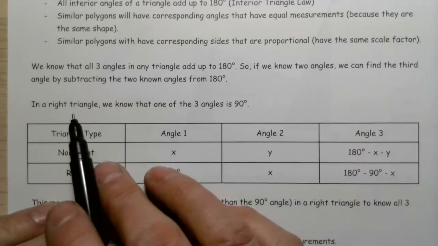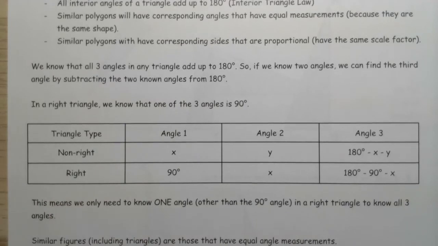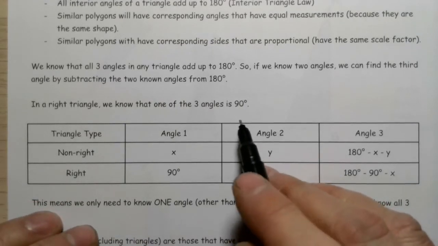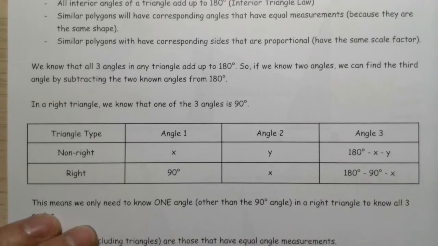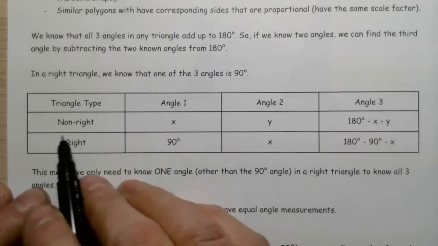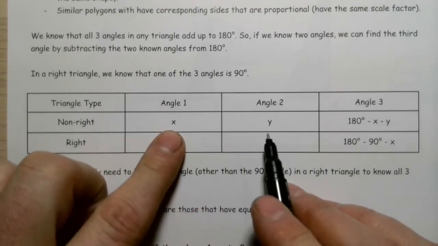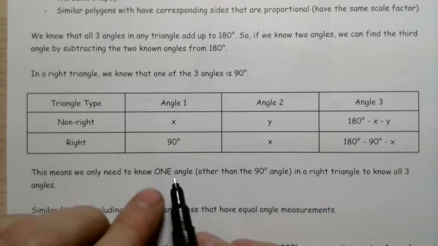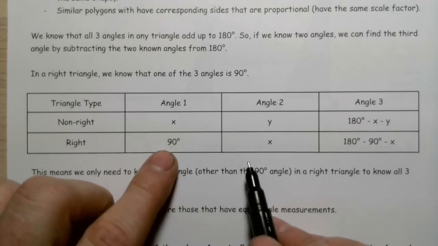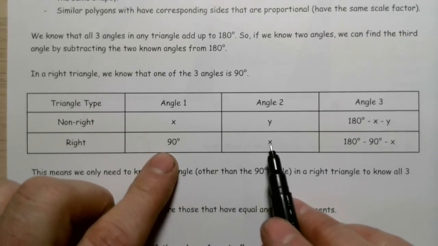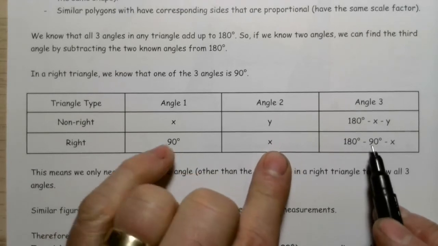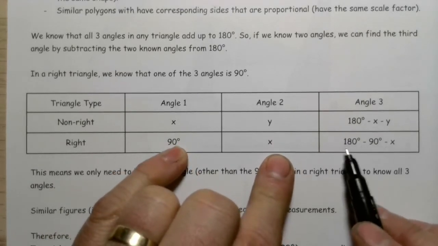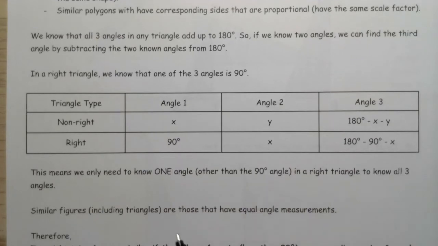Now, if it's a right angle triangle, you're in a slightly better position because you know that one of the angles is already 90. So if you only know one other angle, then it's easy to find the missing one. If it's not a right angle triangle and you know two angles, you just go 180 minus x minus y to get the missing one. But in a right angle triangle you know one angle is 90, so to get the second one, it's just 180 minus 90 minus x. So you only need to know one other angle in a right angle triangle to find all three.